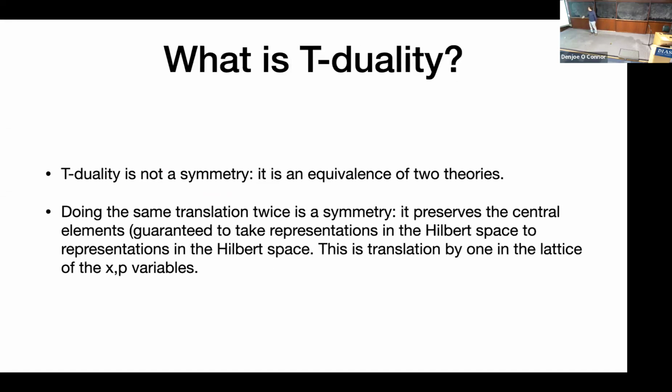Okay, so what is T-duality? When I was taught T-duality, I was taught it is not a symmetry. It is an equivalence of two theories of different radii that are related to each other, but it's not supposed to be a symmetry. Doing the same translation twice is doing two T-dualities and it'll add you back in the same theory. It preserves the central elements. And this is the translation by one in the x, p variables. So the idea is that translation by two is really translation by one in the ordinary lattice. Translation by one is T-duality, and T-duality is not a symmetry.